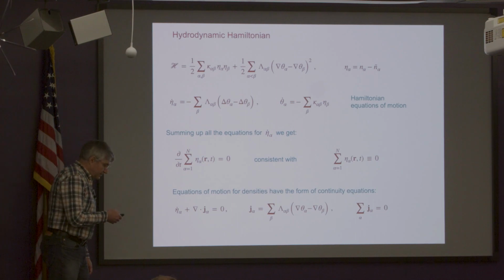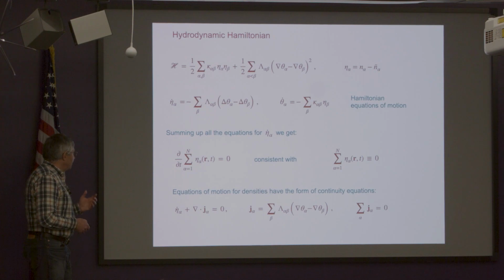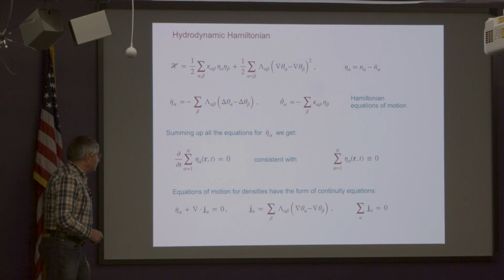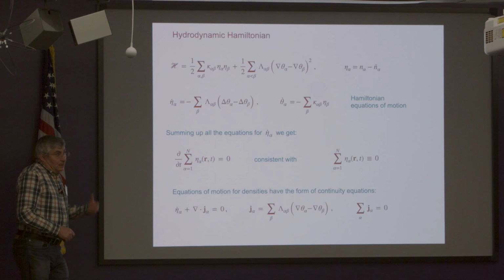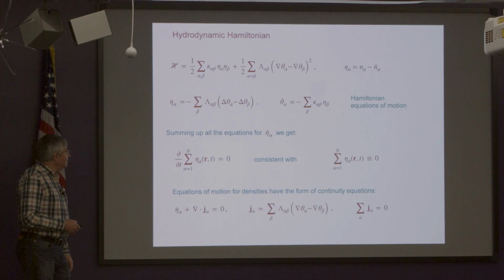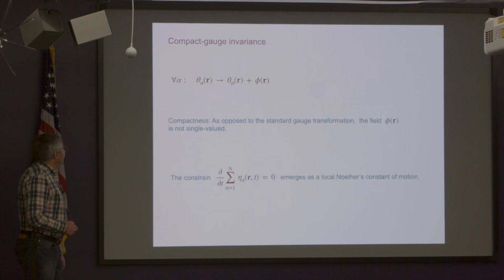Now, what is the property? Because you see, this looks like a local constant of motion, right? There are no integrals. Local constant of motion typically is supposed to follow from some local symmetry. And this local symmetry is nothing else than what we call compact gauge invariance.